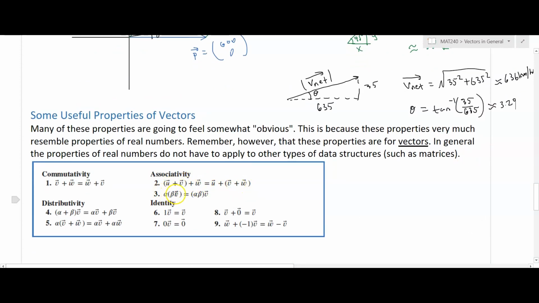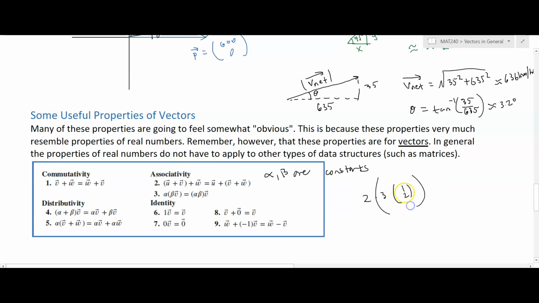If alpha and beta represent some constants, and the way you know that is because they don't have the vector hat over them, but also Greek letters often are used to denote constants. If you have beta times some vector and then alpha multiplies that result, you could just multiply the two scalars first and then multiply by v. For example, 2 times 3 times 1, 2.